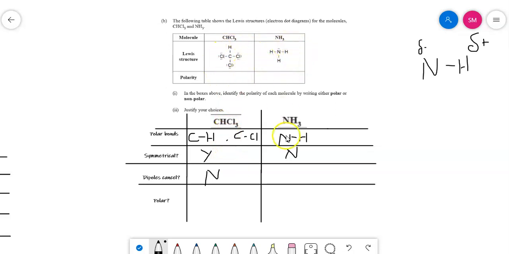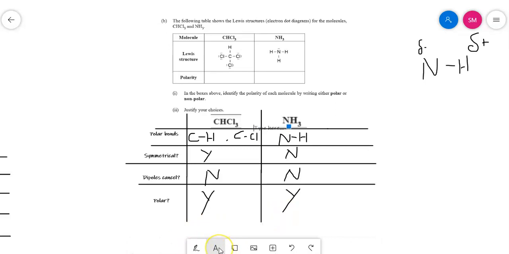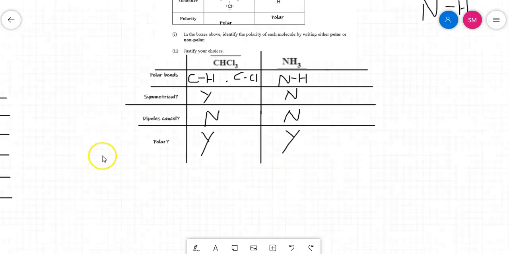For NH3, do the dipoles cancel? That is not a symmetrical shape, so if it's not a symmetrical shape, that's easy. They will not cancel. So if there are polar bonds and the dipoles do not cancel, then yes, each of these molecules is going to be polar. So we would just write that in our answer. So yeah, just put it there, polar, polar. Okay, so we'll look at what the exemplar answer is for this question.